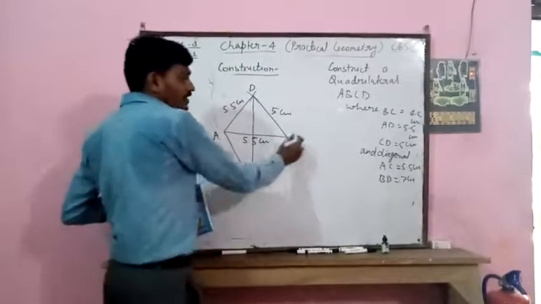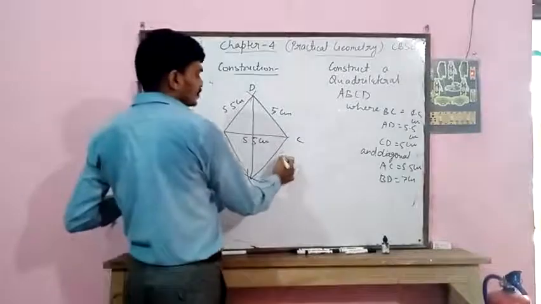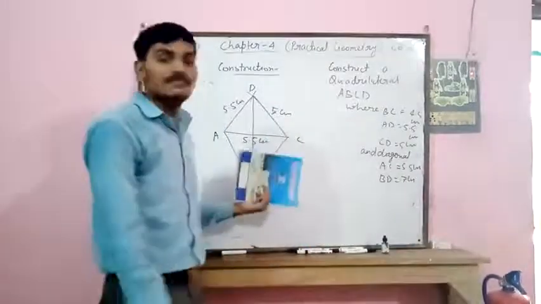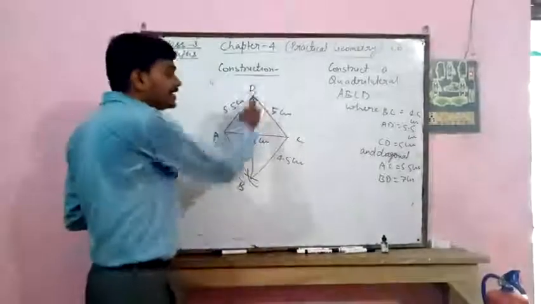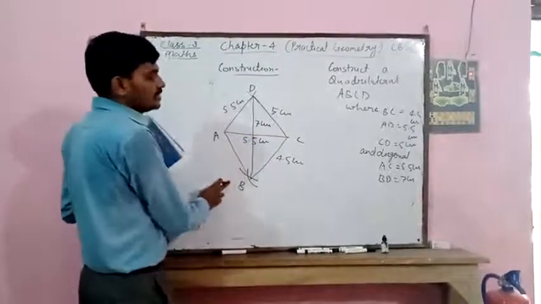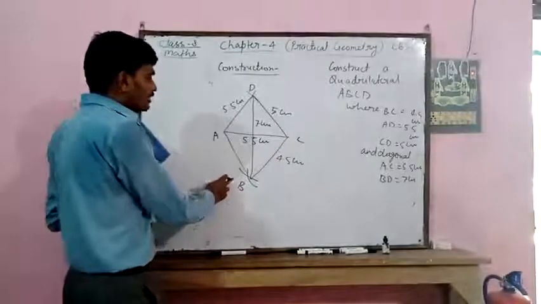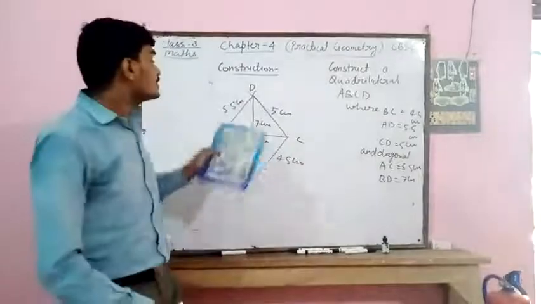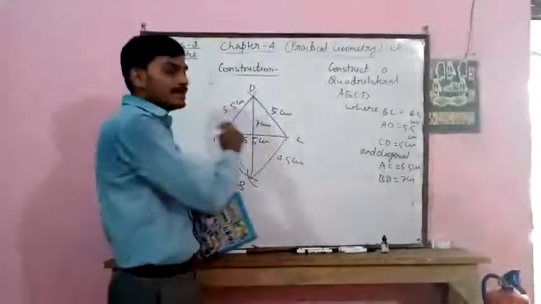So BC is equal to 4.5 centimeter, you have already measured it. Now BD will be 7 centimeter, and AB is not given. So this is your required quadrilateral ABCD.